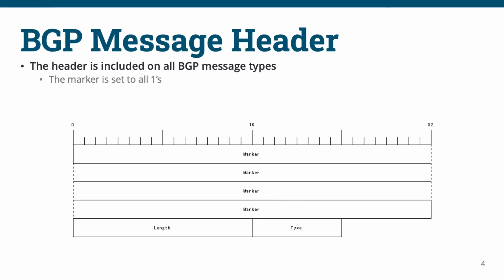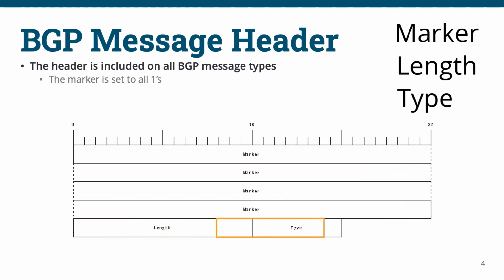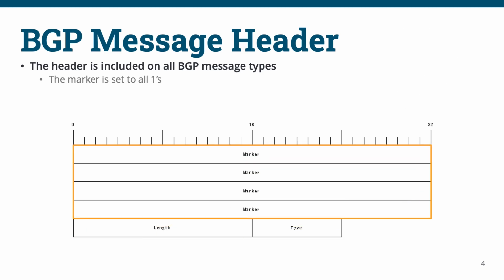The BGP header consists of 3 fields: the marker, length, and type fields. The marker is simply 16 octets set to all ones. The length field describes the length of the BGP message. This is important as some of the messages may be variable in length. Finally, the type field describes the BGP message type that is being transmitted. The header is 19 octets long and is included in the beginning of all BGP messages.